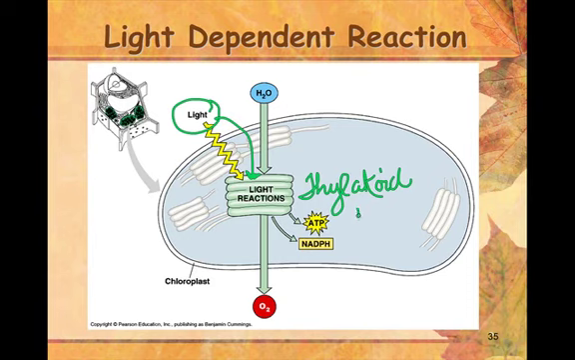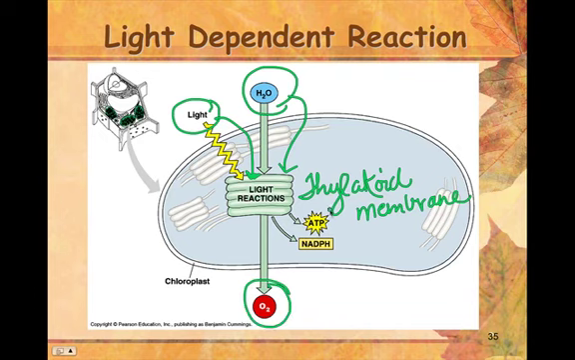Thylakoid membrane. Water also comes into this particular reaction, and we end up with oxygen, and then the byproducts are ATP and NADPH. So this particular hydrogen is going to be split and helps us with our NADPH.